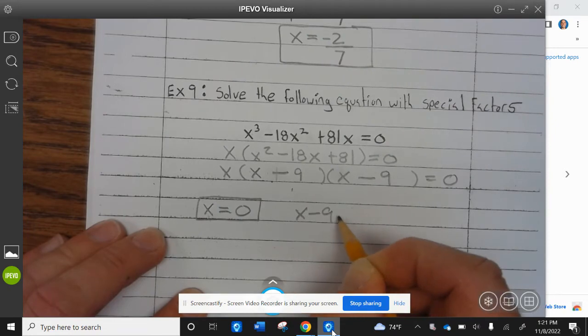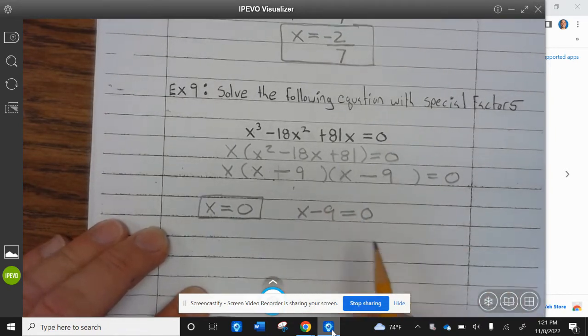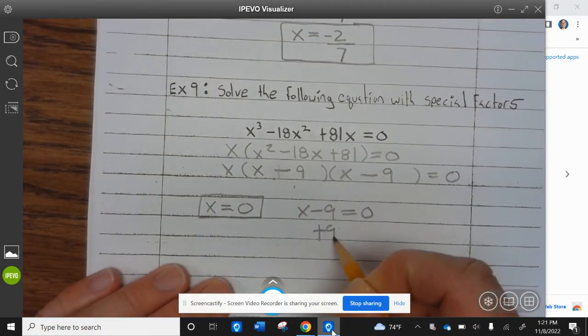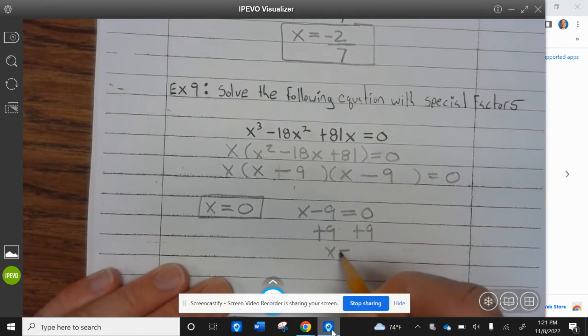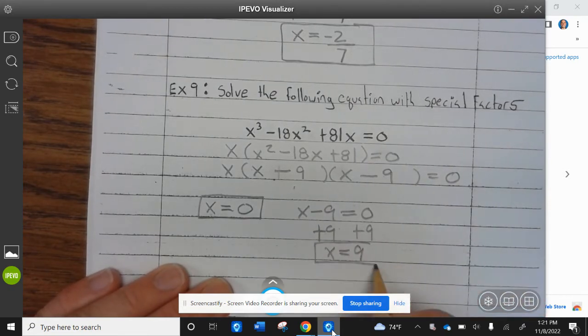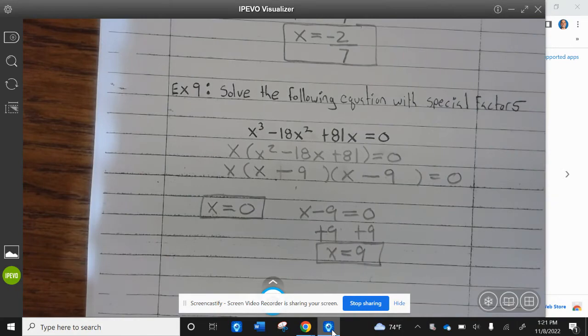Set x minus 9 equal to 0. Remember, it occurs twice, so you only have to solve it once. Add 9 to both sides. X equals 9. All right, go ahead and finish up example 9.